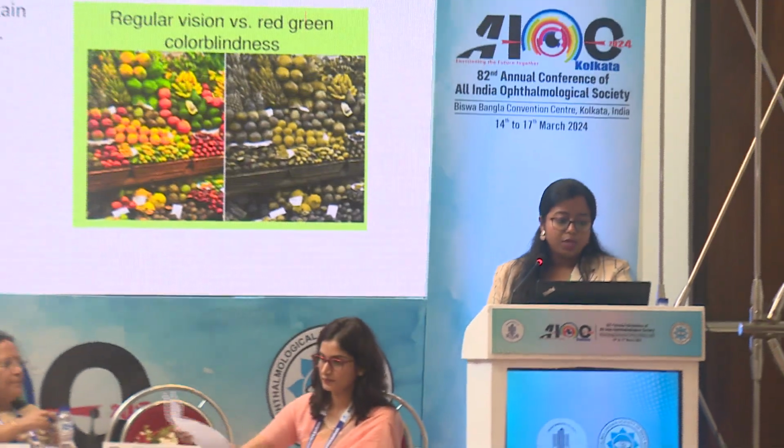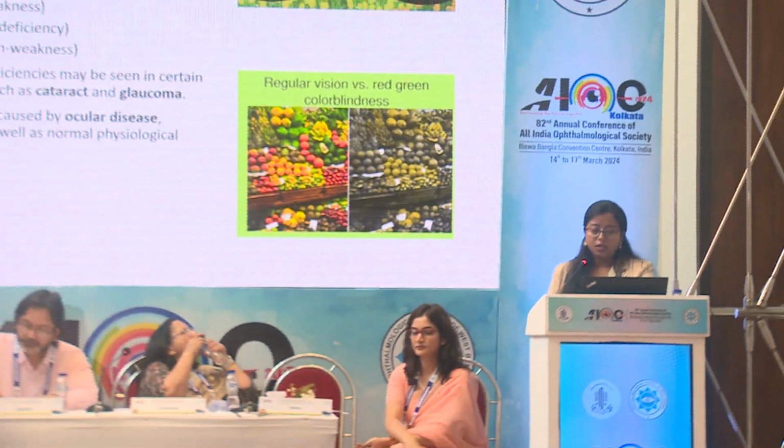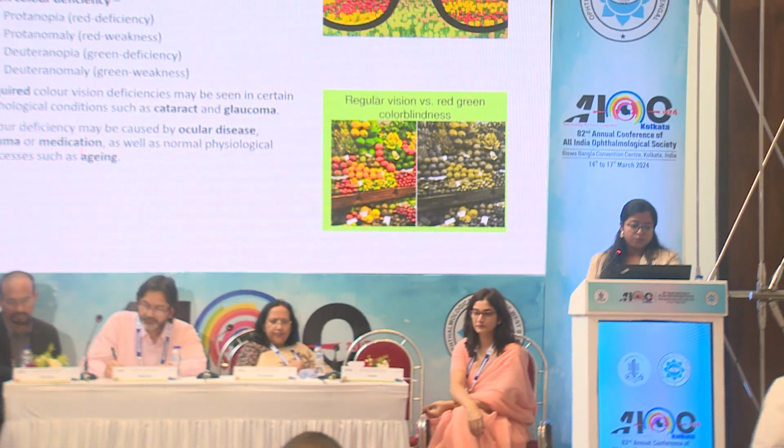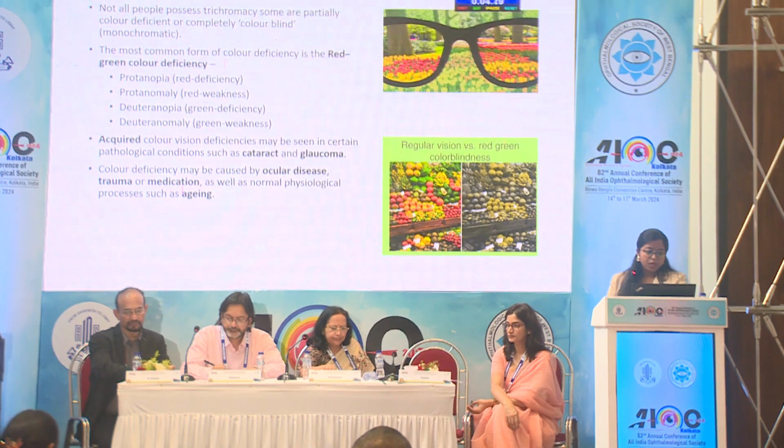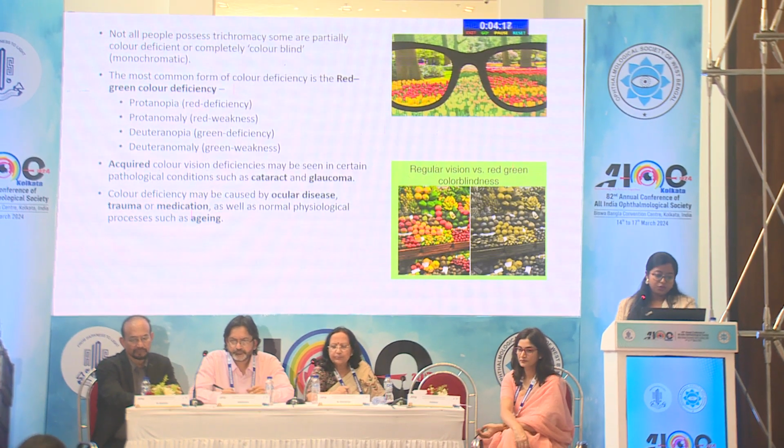There are 3 cone receptors that lead to color vision: red, green and blue. Not all people possess trichromacy. Some are partially color deficient or completely color blind. The most common form of color deficiency is red-green color deficiency. There can be protanopia, protanomaly, deuteranopia, or deuteranomaly.